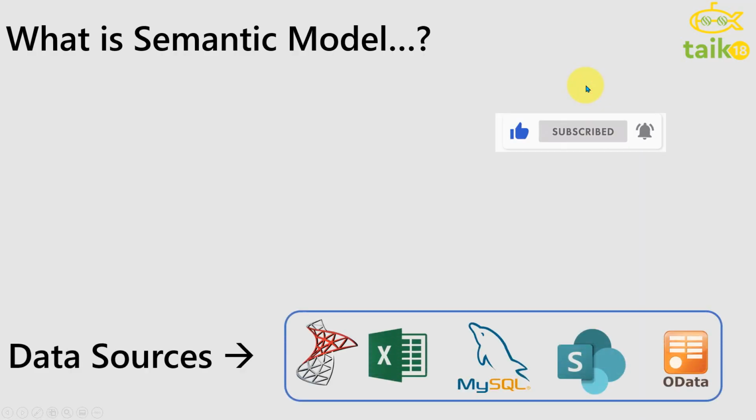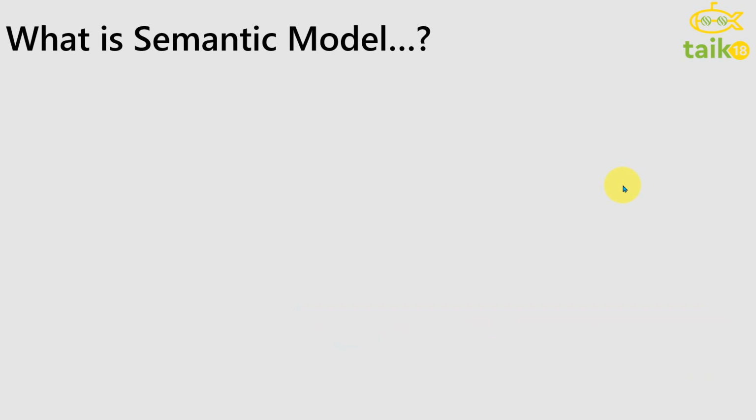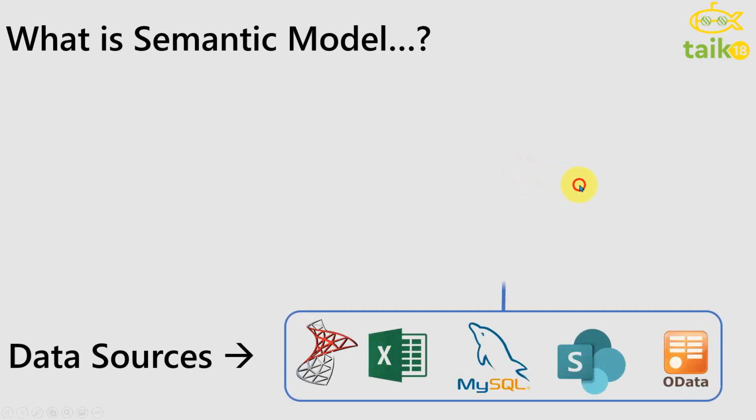So basically, when you want to create a model, usually in the BI world you need data sources, whether it can be a SQL Server or Excel, MySQL, SharePoint or OData. If any kind of data sources we need to connect, sometimes we may need one single data source, sometimes we may need multiple data sources. So we combine all together and then we use this in our application.